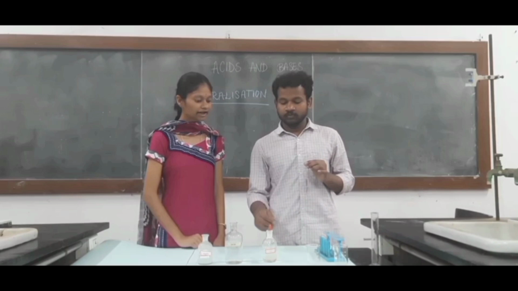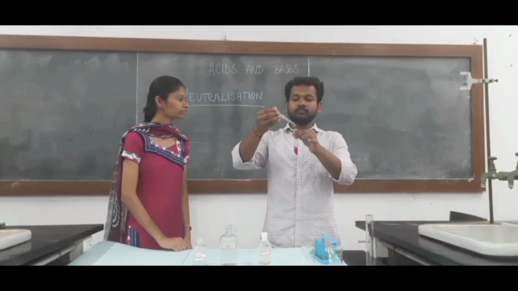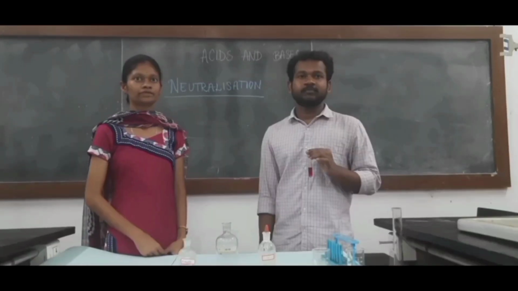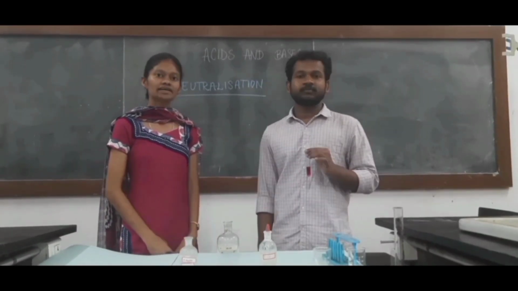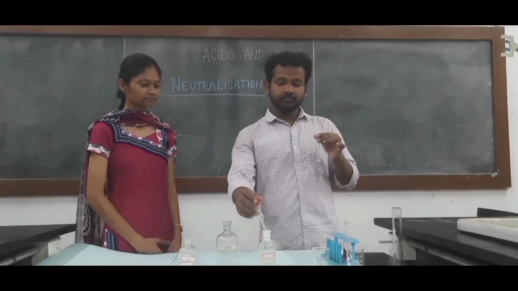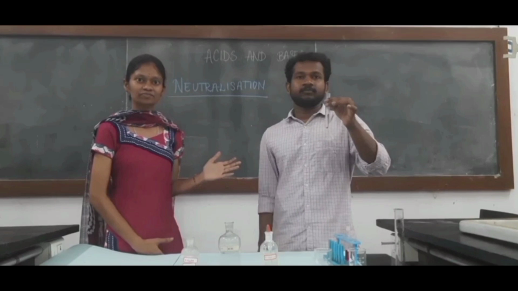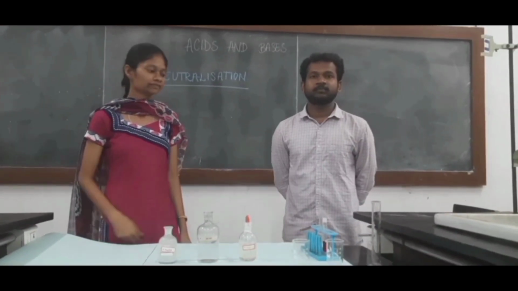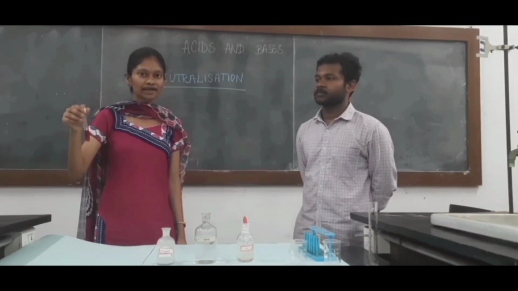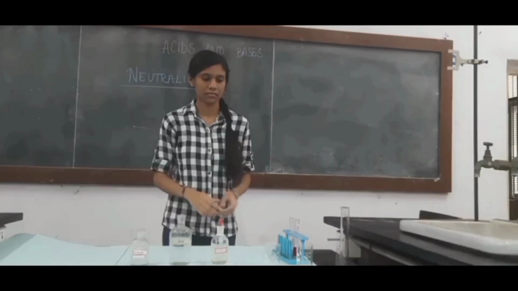Let's add phenolphthalein indicator to a base. What did you observe? The color has changed to pink. Let us add phenolphthalein indicator to an acid. What did you observe? The color remains the same. Here, when we add phenolphthalein indicator to a base, the color has changed to pink. And when we add phenolphthalein indicator to an acid, the color hasn't changed.